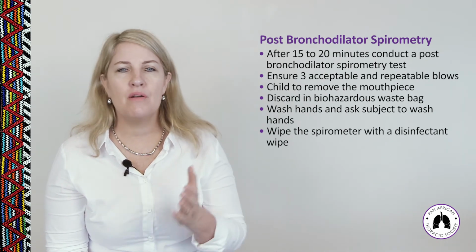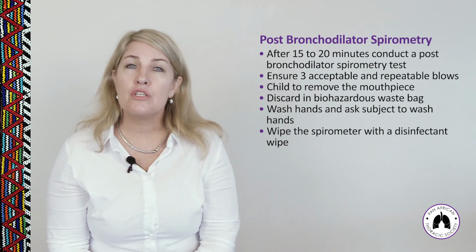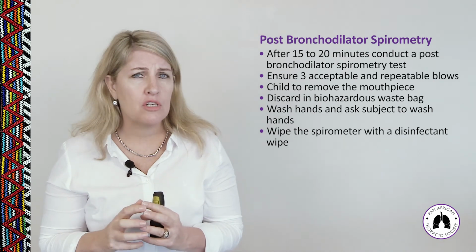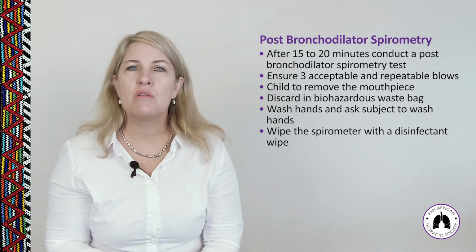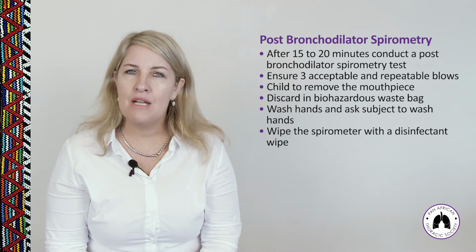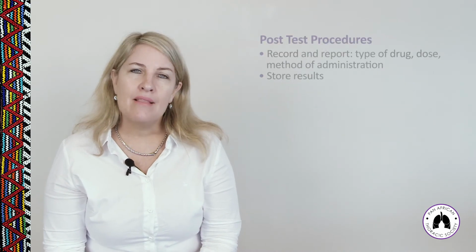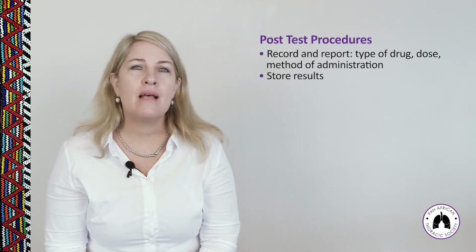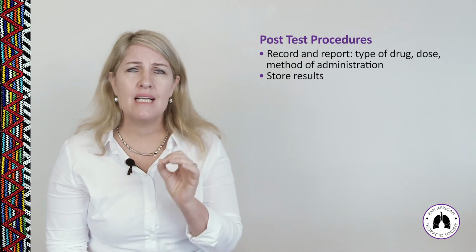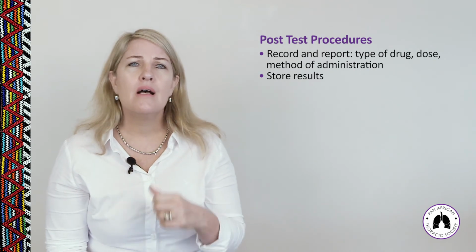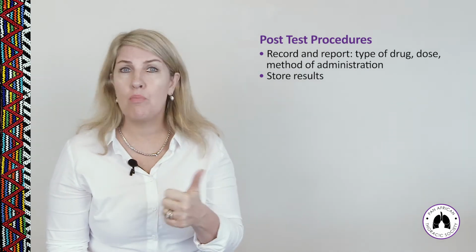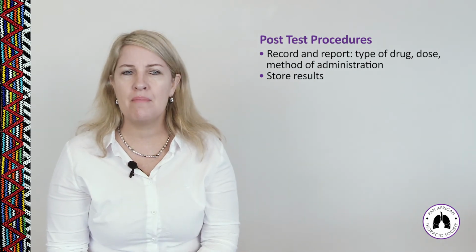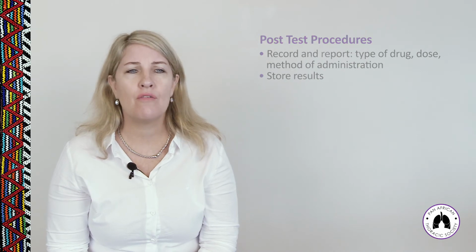As I said, after 15 to 20 minutes of administering the bronchodilator, you then conduct your next 3 acceptable and repeatable blows. You ask the patient to then remove their mouthpiece, put it into the biohazardous waste, wash hands, and the operator washes their hands, and then wipes the spirometer down with a disinfectant wipe, and you've completed the tests. At this point, you then need to get to evaluating and recording your test results. So remember that you need to make it very clear on the test report itself what type of drug you gave for bronchodilating, what kind of drug, the dosage, and the method of administration. And then you can store the results afterwards.